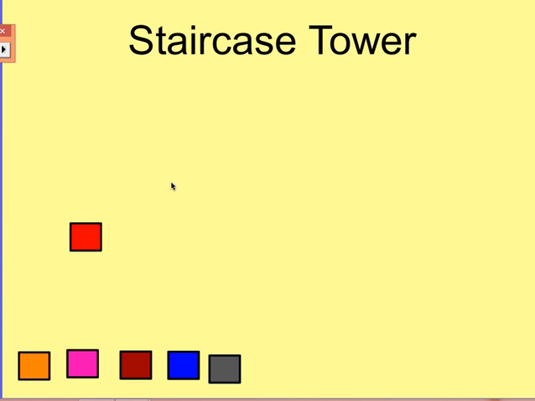Hello, boys and girls. Today we're going to build staircase towers. I really enjoy this. I think it's a little challenging. I love that we are going to build on what we did yesterday in the building of towers, of squares. Today we're going to do staircases.